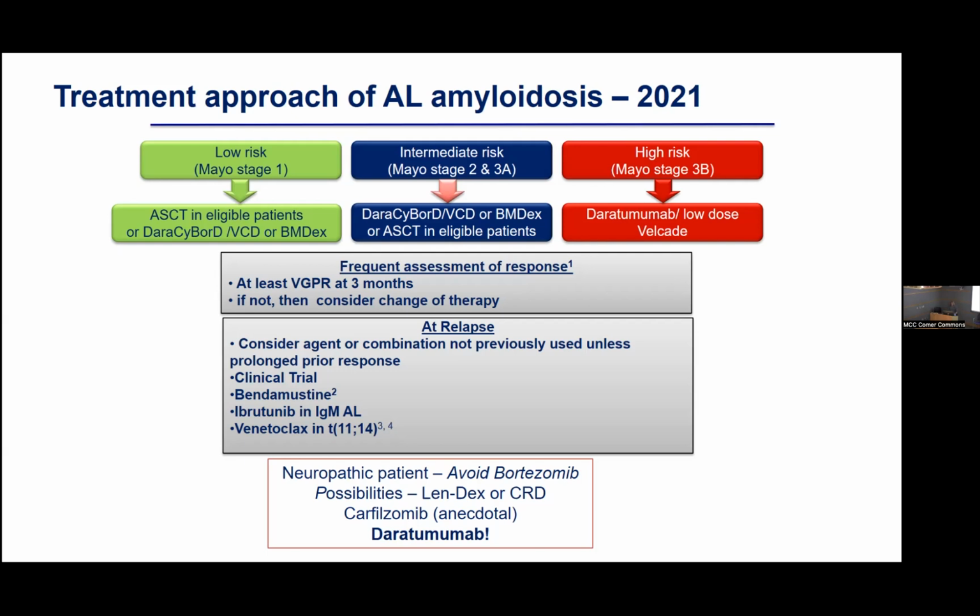And then at relapse, it's basically reusing stuff, which can be very effective. And if you've reused all that stuff and it doesn't work, IMiDs are hard to give in this disease, but you could try them. Bendamustine I showed you, and then venetoclax.